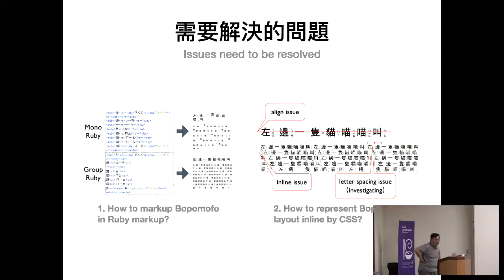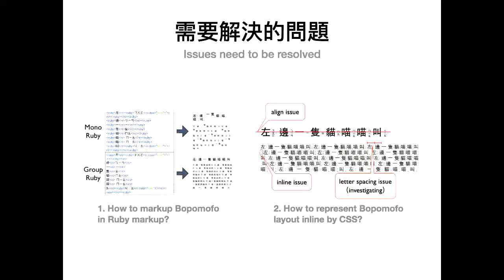Okay, 5 years ago, I attended the W3C's workshop for digital publications and internationalization. We found some issues that need to be resolved. One, for Bopomofo, the Ruby markup itself is not a formal recommendation specification. So nobody knows how to mark up Bopomofo in the Ruby markup.